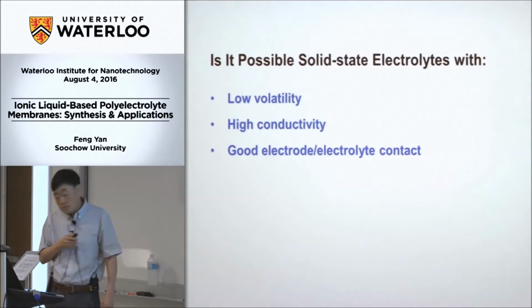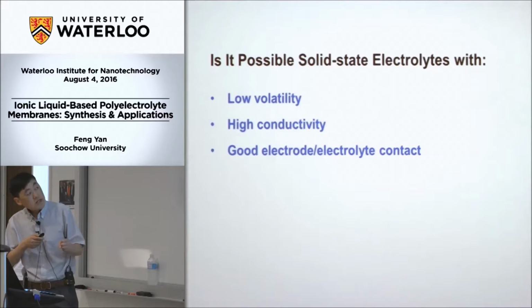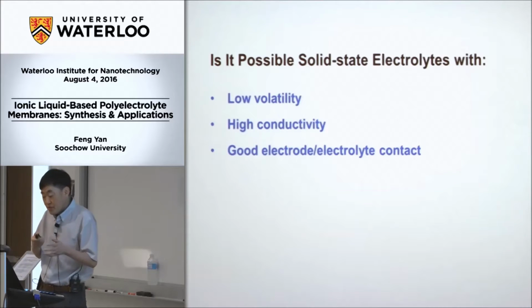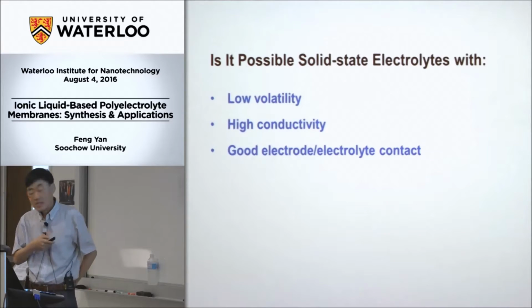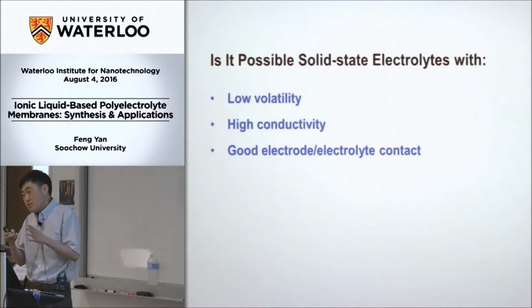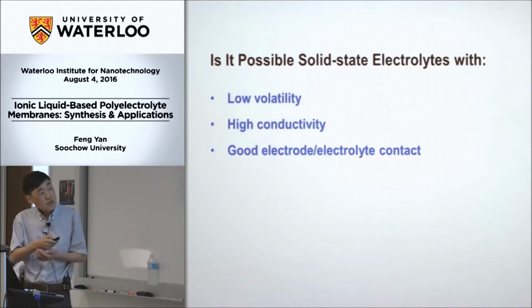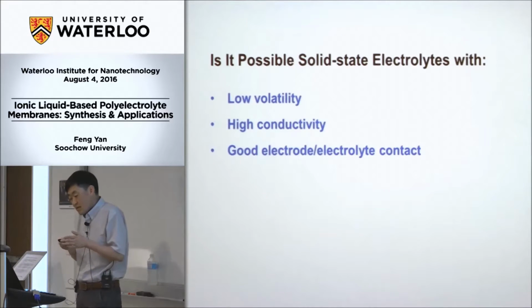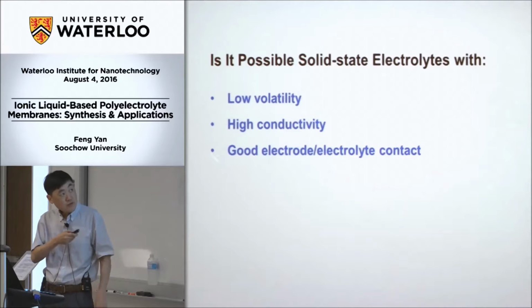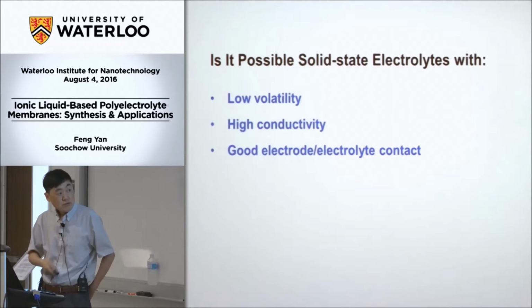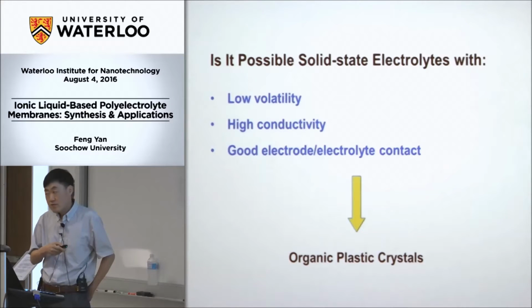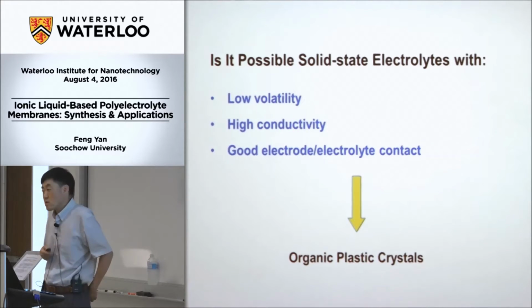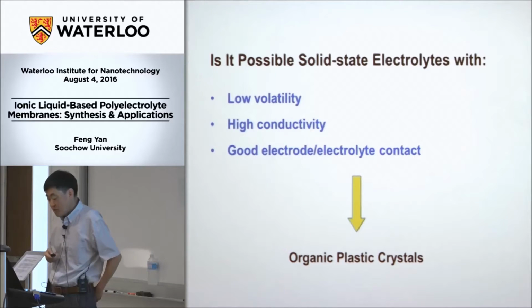I think the best candidate of this kind of solid-state electrolyte should have low volatility and higher conductivity, even though it is already solid-state, and very good electrolyte and electrode interface contact. So is it possible to find any kind of electrolyte to fulfill all of these demands? So we found maybe this type of material is suitable. It's organic plastic crystals. So what are plastic crystals?